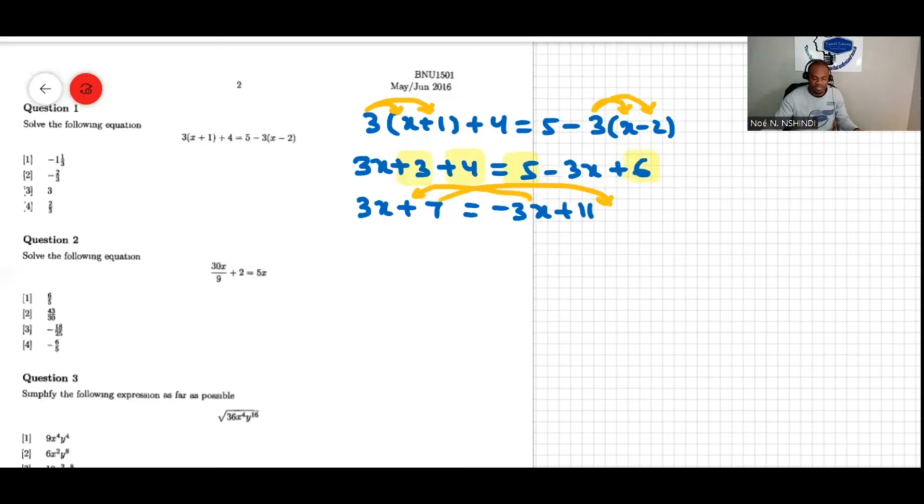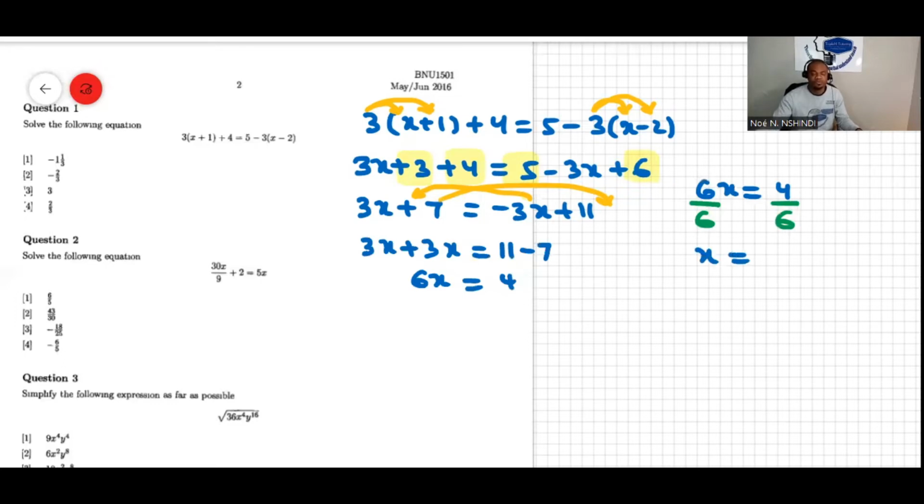And then this will become 3x plus 3x, and then that makes 11 minus 7. So this will make what? 3x plus 3x makes 6x. 11 minus 7 makes 4. Now, if I need to get the value of x, I have 6x equal to 4 here. What I can do is to get rid of the 6. So how? I divide here by 6. And because I divide by 6 on the left hand side, I must divide it by 6 on the right hand side. Then this will be x equal to 4 over 6.